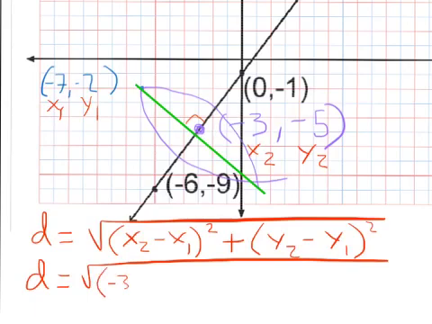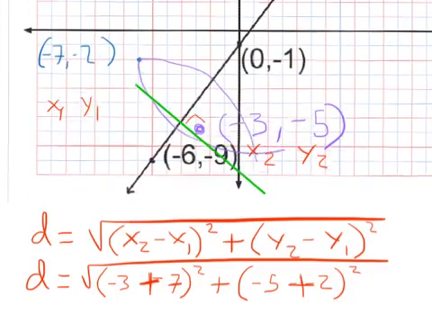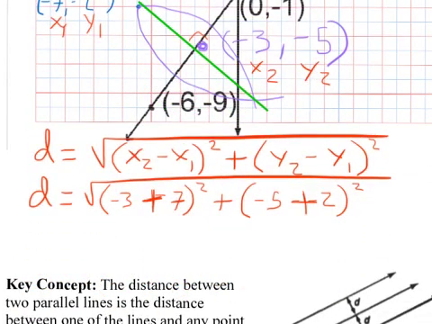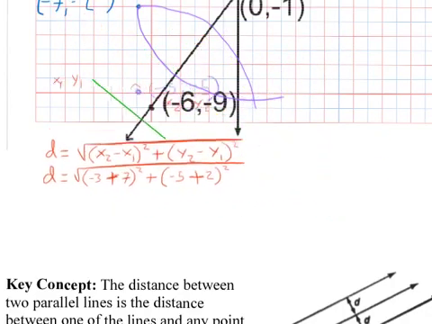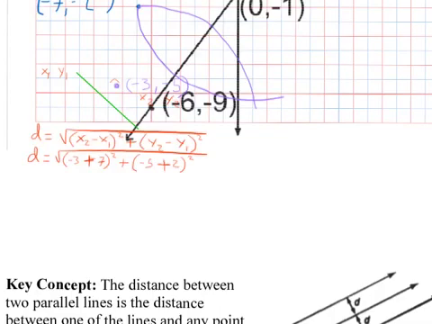x2 is negative 3 minus a negative 7 squared plus y2, which is negative 5, minus a negative 2 squared. And whenever you get a negative times a negative, remember we turn that into a positive. Okay, so I'll move that right over here. See if this gives me enough room to finish this problem.